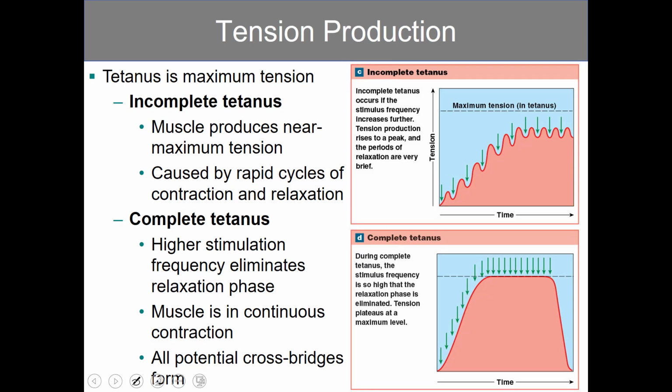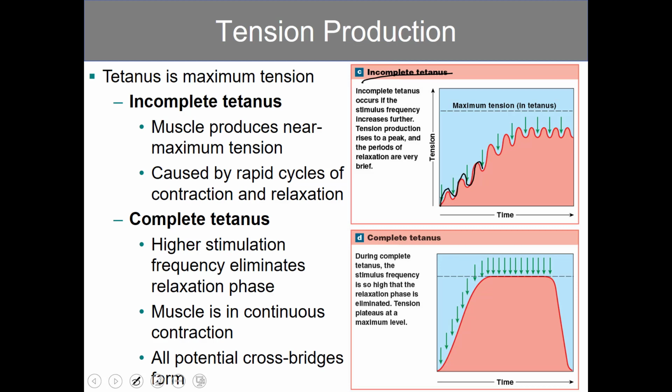If you allowed wave summation to go over time, you get incomplete tetany. Incomplete tetanus, we can see the wave summation here. If you allow that to go, you get incomplete tetanus. Muscles produce near maximum tension due to these rapid cycles of contraction and relaxation without full relaxation ever being realized.